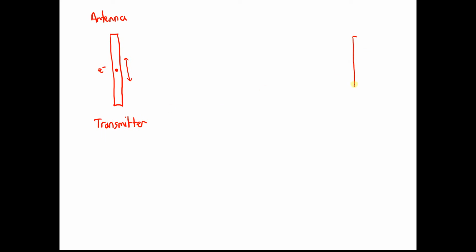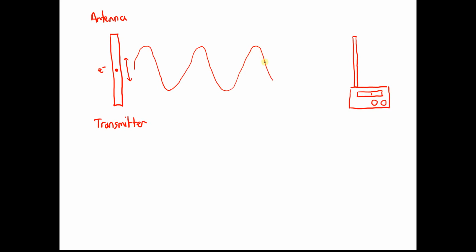Now somewhere over here there's going to be somebody that wants to listen to the radio. So this might be connected to their radio set. Okay, so there's the volume and that's the tuning dial that tunes the radio station. So what happens when this electron, and in fact all the electrons in the antenna, oscillate up and down? Well, as these things oscillate up and down, they create an electromagnetic wave, and it's called a radio wave.